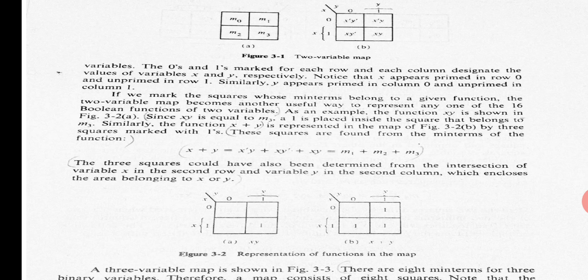Now once you put 1, how are you going to get the output? The first cell will be blank, the second cell will be 1, the third cell will be 1, and the fourth cell will also be 1. So that is a representation of functions. Whatever function you have, you can represent that function in this fashion.